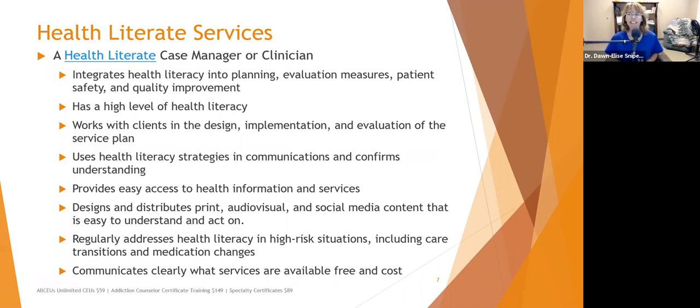We work with clients in the design, implementation, and evaluation of the service plan. We want to make sure that we're including them and saying, what do you think is the best step for you? And encouraging them to advocate for themselves and talk about the different options so they can make educated, informed decisions. We use health literacy strategies in communication, and we confirm understanding through things like teach back. We provide easy access to health information and services.